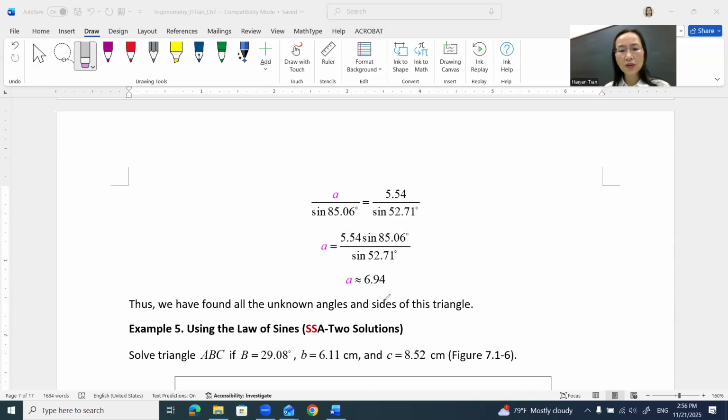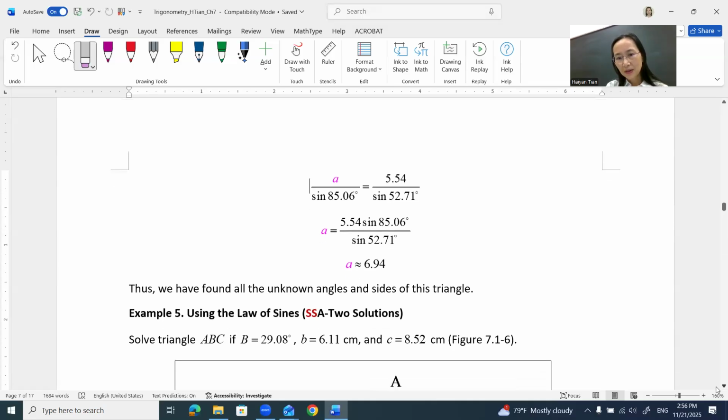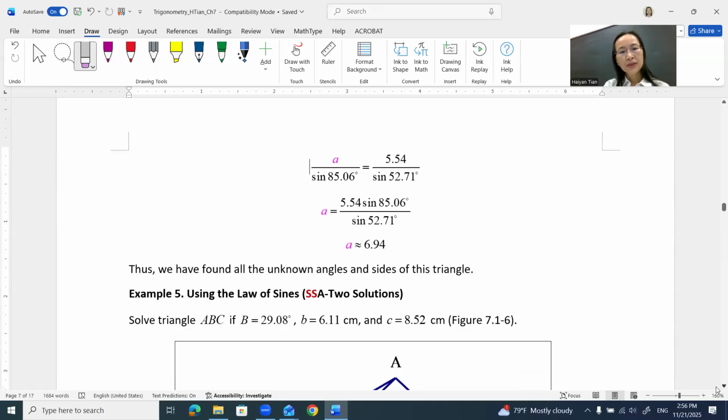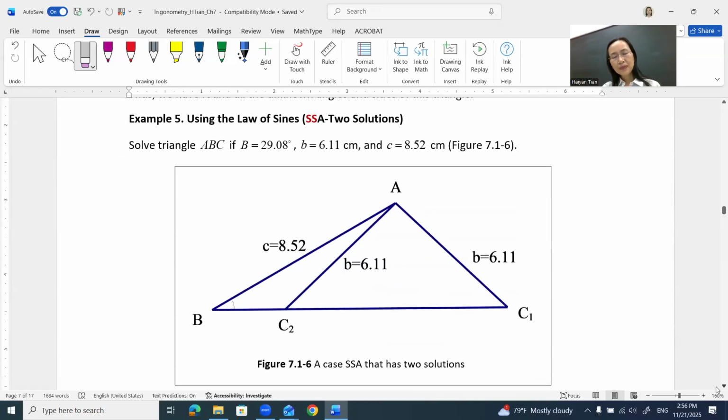So now we have found all the unknown angles and the unknown side of the triangle. So we solved this triangle, which is also side angle case, but we have found a unique solution. We have found a unique solution. So all the unknown sides are determined and unknown angles. So the next case, also side angle case.